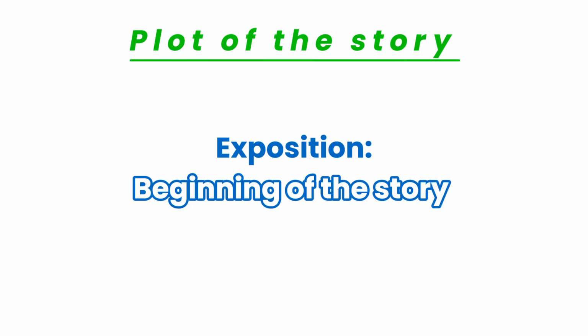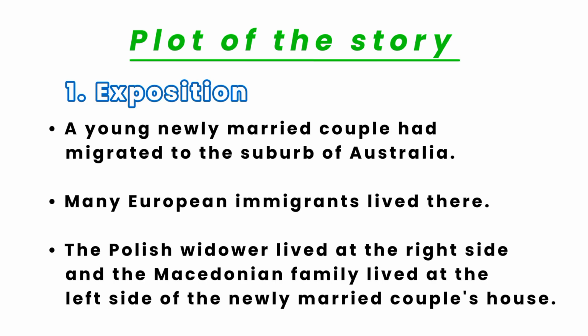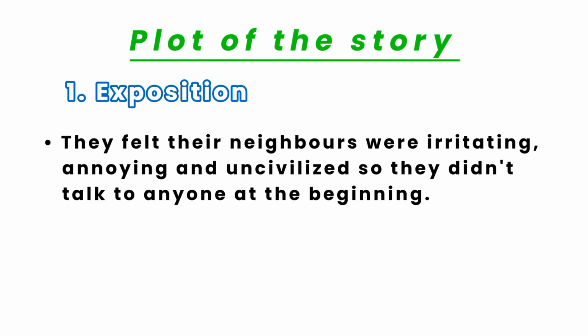The first point is exposition. Exposition means the beginning of the story. A young newly married couple had migrated to the suburb of Australia. Many European immigrant people live there. The Polish widow lived on the right side and the Macedonian family lived next door on the left side of the newly married couple. They felt their neighbors were irritating, annoying, disturbing and uncivilized, so they did not like to talk with anyone at the beginning of the story.